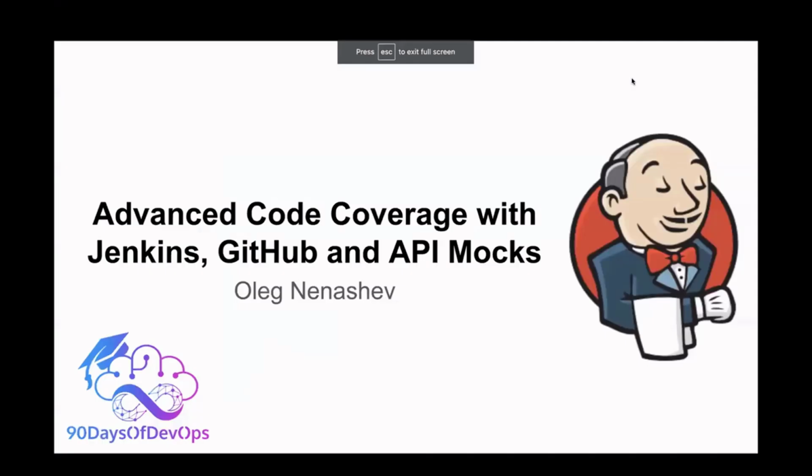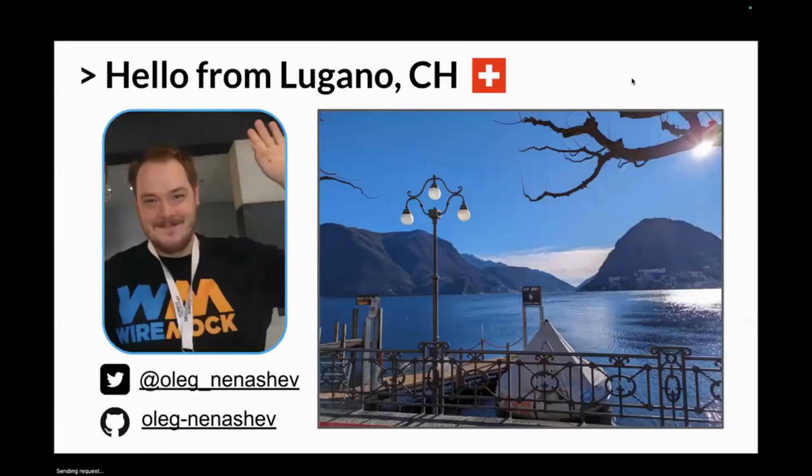Okay, today I want to talk about advanced code coverage with Jenkins, GitHub, and API mocks. Maybe you use tools like WireMock and Testcontainers. Actually, I contribute to many open source projects, including these ones, and I'm happy to share some bits.